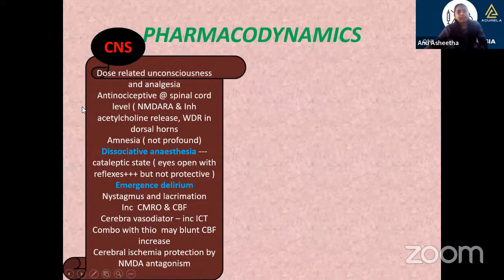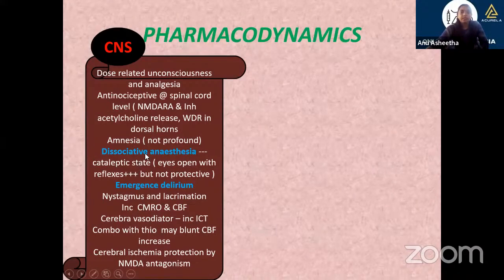So they cause dose-related unconsciousness and analgesia. They are anti-nociceptive, that is analgesic, at the spinal cord level through NMDA receptor antagonism and inhibition of acetylcholine release. Wide dynamic range neurons in the dorsal horn are mainly responsible for their anti-nociceptive actions. Then they produce amnesia, but it is not profound. Dissociative anesthesia is another hallmark feature of ketamine.